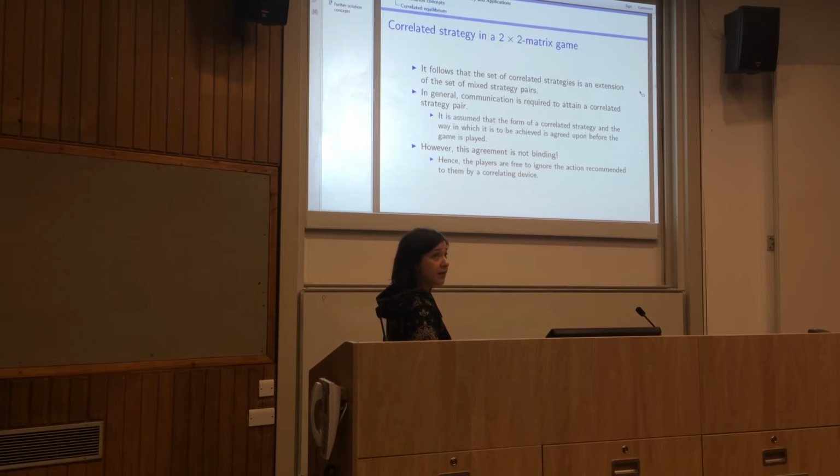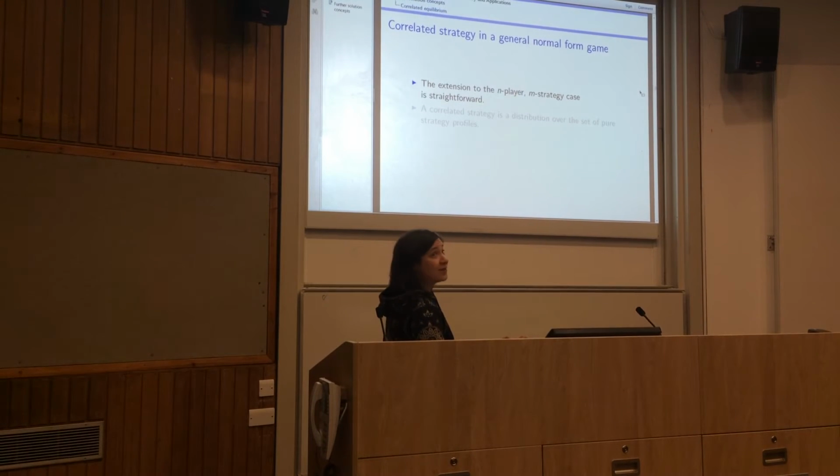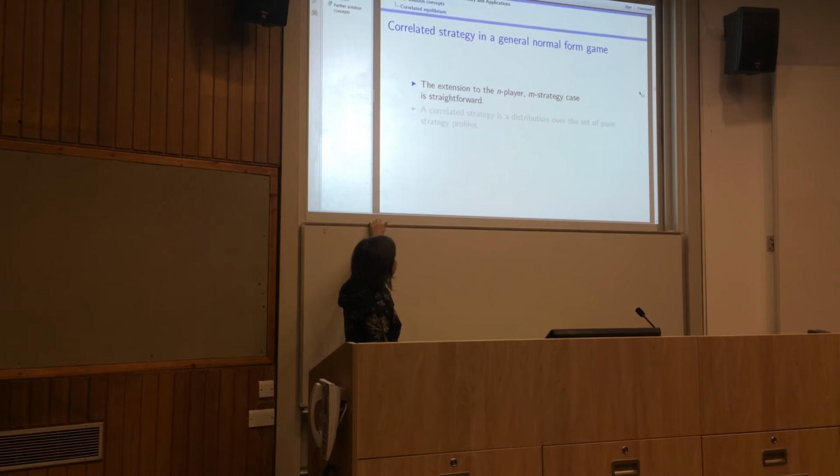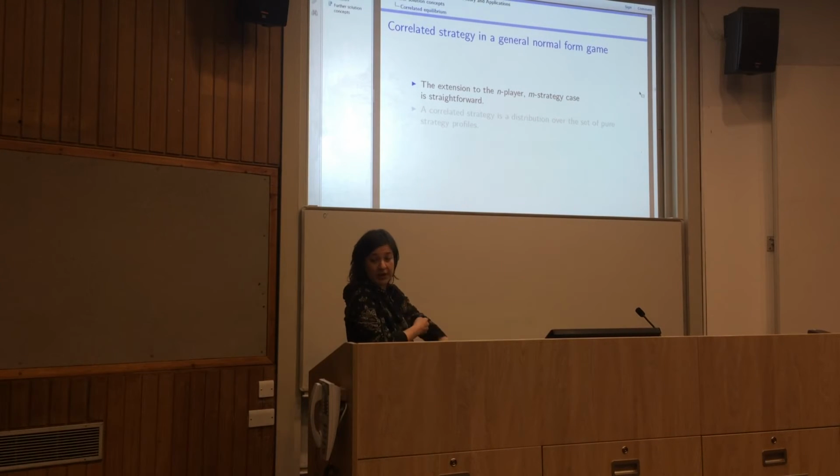They are given an advice, and they just apply their rationality to decide whether to follow the advice or not. And the correlated equilibrium says that actually there will be no incentive for the players to not follow the advice. The extension of the definition of the correlated strategy is straightforward to n-player game and m strategy game.